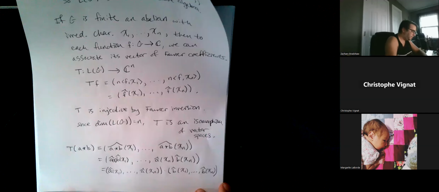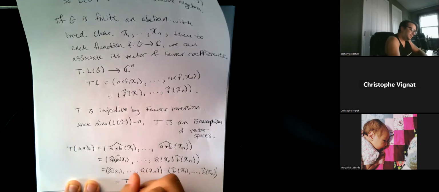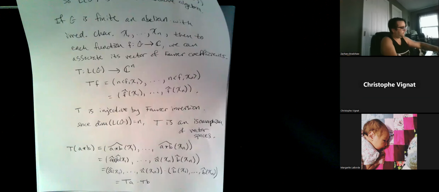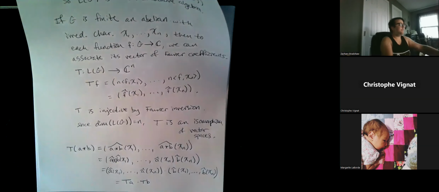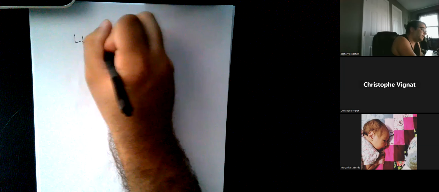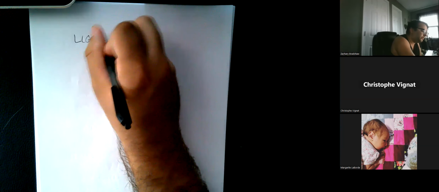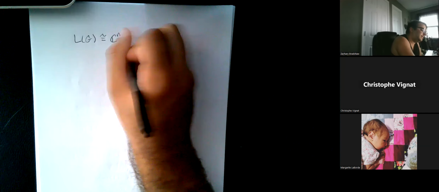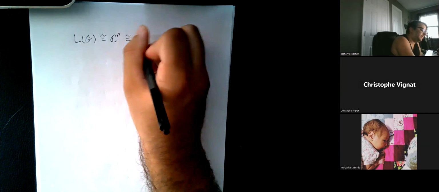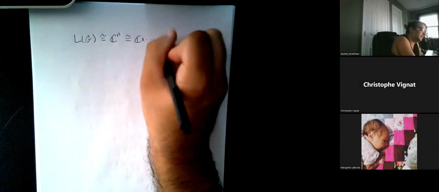And finally, we recognize this as T applied to A times T applied to B. So this shows that the algebra structure is respected, and so we have an algebra isomorphism. So at least for finite abelian groups, we have that L of G, the group algebra, is isomorphic as an algebra to C^n, which of course itself is just n copies of C.